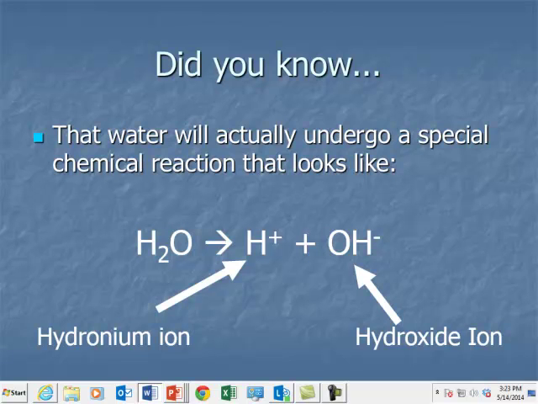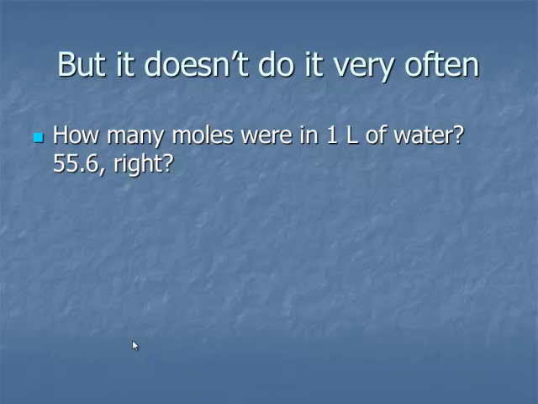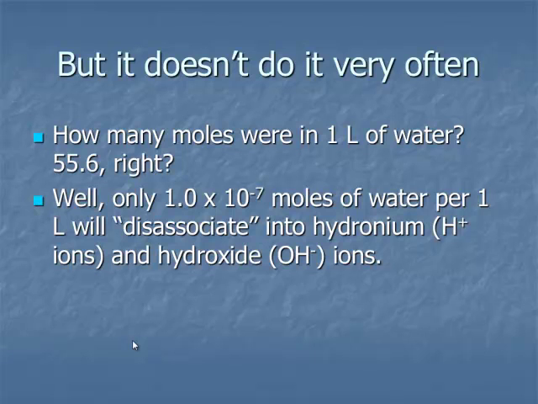Why is that relevant? Well, this is the basis of why we created the pH scale. The self-ionization of water does not happen very often. Well, how many moles were in 1 liter of water? 55.6, right? What does this have to do with anything? Well, only 1.0 times 10 to the negative 7 moles of water per liter will dissociate or self-ionize to form hydronium ions and hydroxide ions. Oh my gosh, look at the value of that number. Can you take this number out of scientific notation?